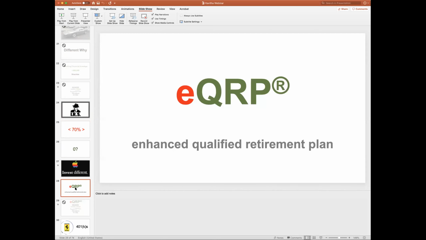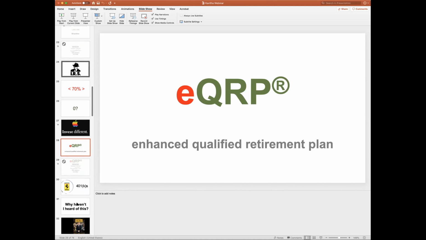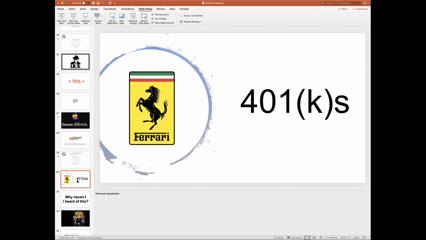So what y'all are going to hear about today is the eQRP. It's a unique type of qualified plan. It's actually the enhanced qualified retirement plan. It's something that only my company provides, because we created a hybrid in the retirement space that gives you all the options and liability protection, and it gives you a way to invest with all the benefits without any of the downside. If you want to sum it up, it's the Ferrari of 401ks.